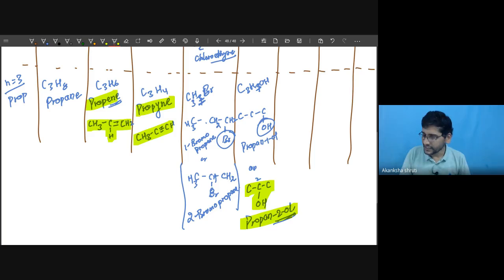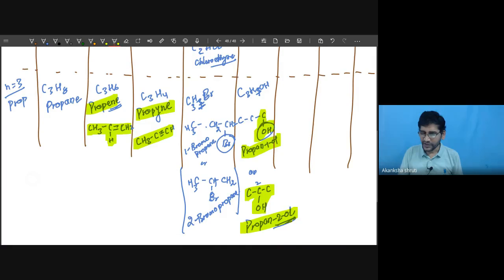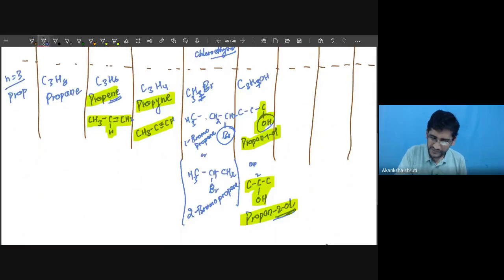Here if 2 is missing, your marks will be deducted because it becomes synonymous with the first one. So that creates confusion with this one. Okay. So therefore writing the 2 in the name is important. Other things I hope you can do, but let me write one more.